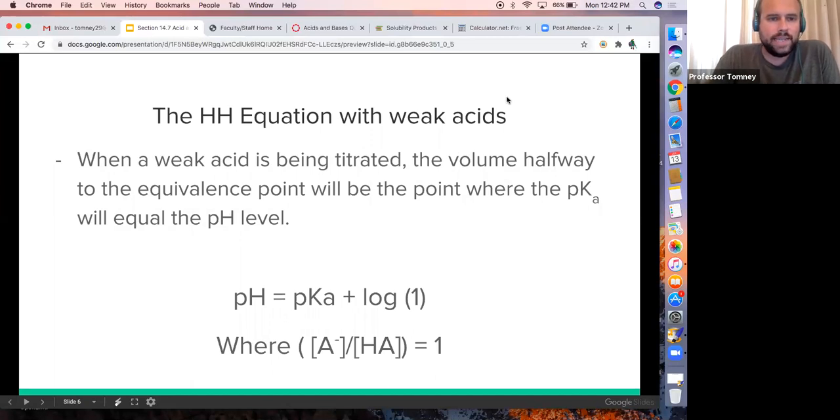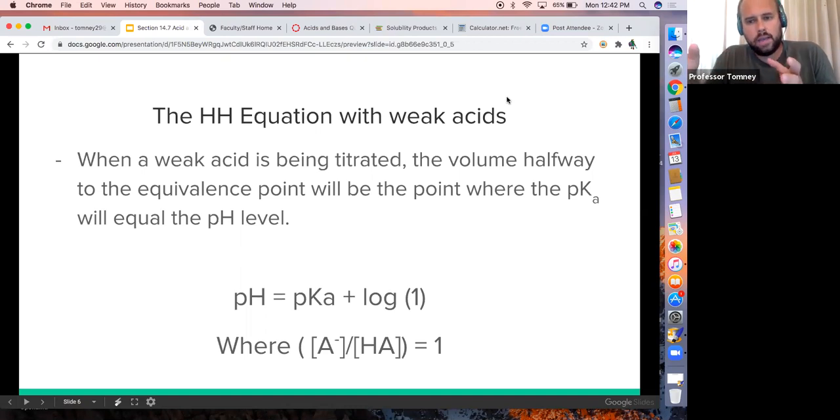All right, so this leads into the Henderson-Hasselbalch equation. If you watch the video on buffers that came before this, we already outlined and discussed it. We're certainly going to be utilizing it in our calculations today. The Henderson-Hasselbalch equation is very important when we're dealing with weak acids, because when a weak acid is titrated, if you know where the equivalence point is, you can also find where the pKa level is.